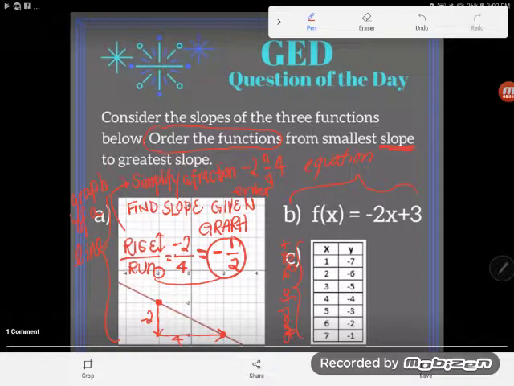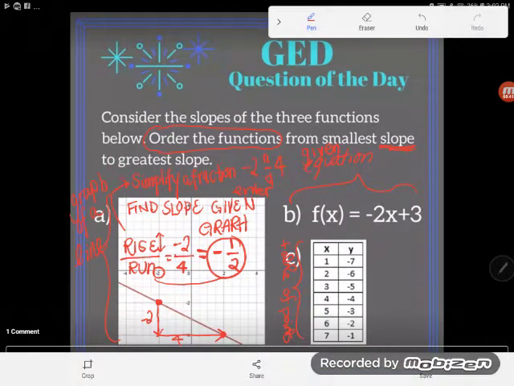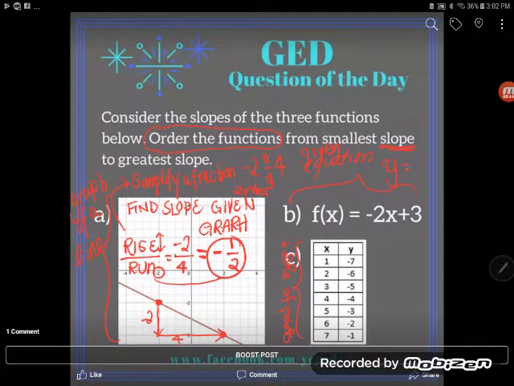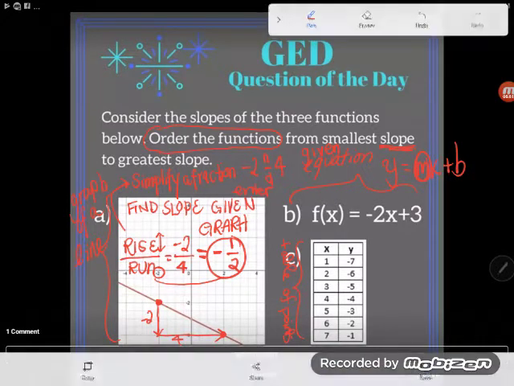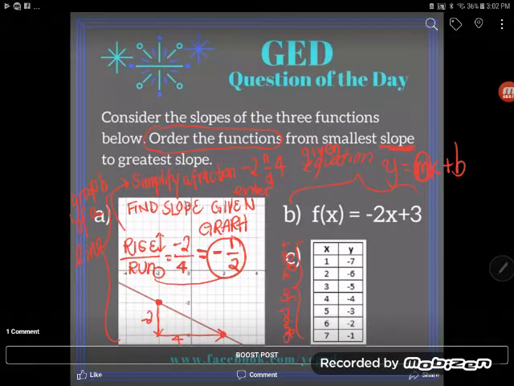In B, I've been asked to find slope, but this time I've been given an equation. So remember that when y is alone, the equation of a line is in slope-intercept form, y equals mx plus b. So you can tell what the slope is because it's whatever number is shoved up against x. Well, take a look at this equation. Is y alone? And you might say, Kate, there's no y at all.